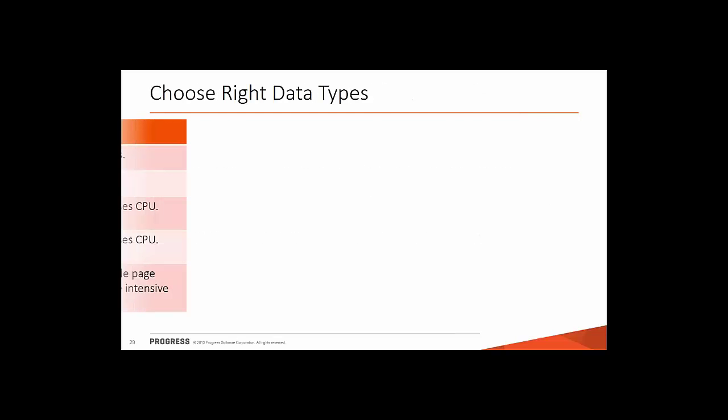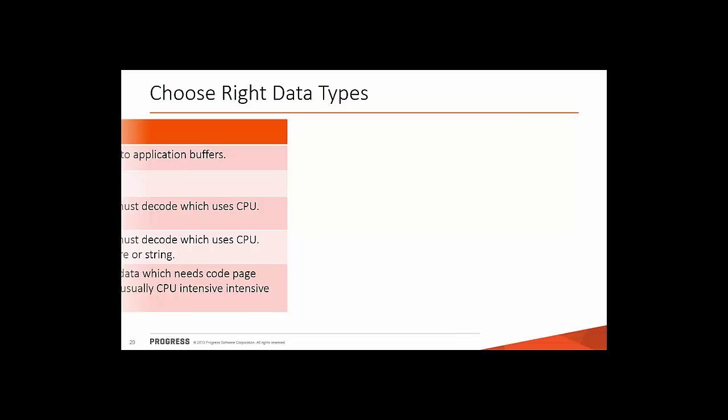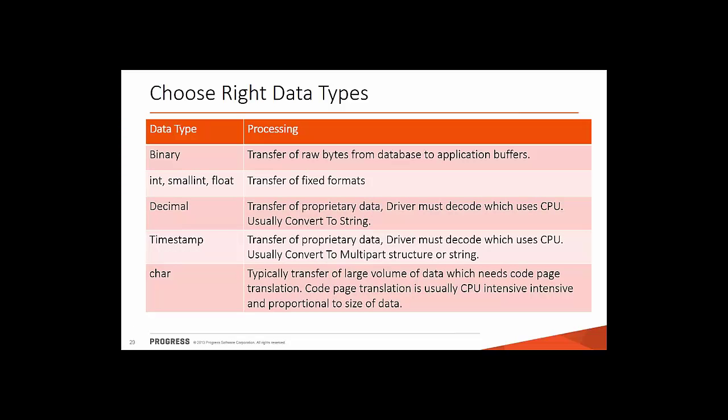And choosing the right data types. So these are a few data types, and they are actually ranked in the order of the processing needed by your data provider after fetching those columns. Like if I fetch a binary column from the database, it actually transfers into raw bytes. So your data provider does not need to process much on that. So it's usually faster to fetch binary data.